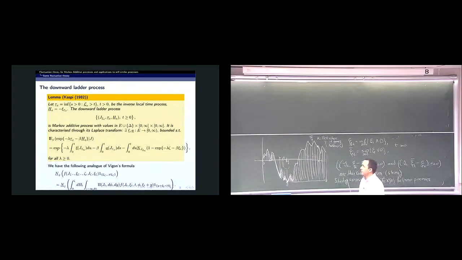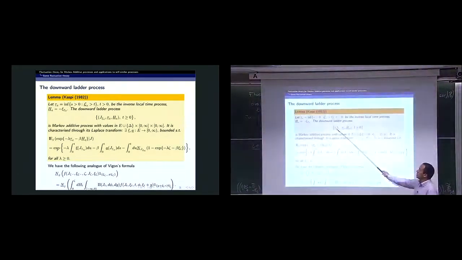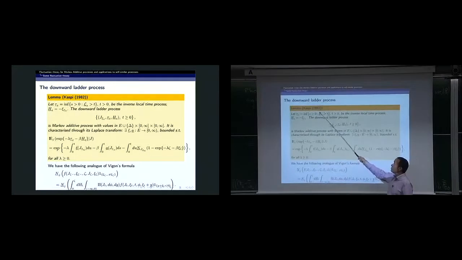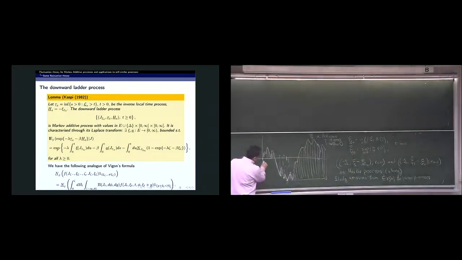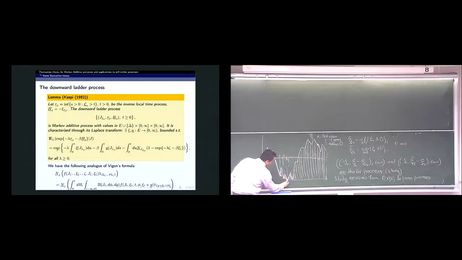There are some objects that are very important related to these excursions. Again, the downward ladder process. Take the local time, the function that tells us how much time you spend at the infimum. Take the inverse, and observe the position of the infimum at that time on its own, and the color of the process at that time. Now this triple is again a Markov additive process, but the paths of these are non-decreasing. This is just describing the infimum, as was said yesterday: the times where I reach a new infimum.